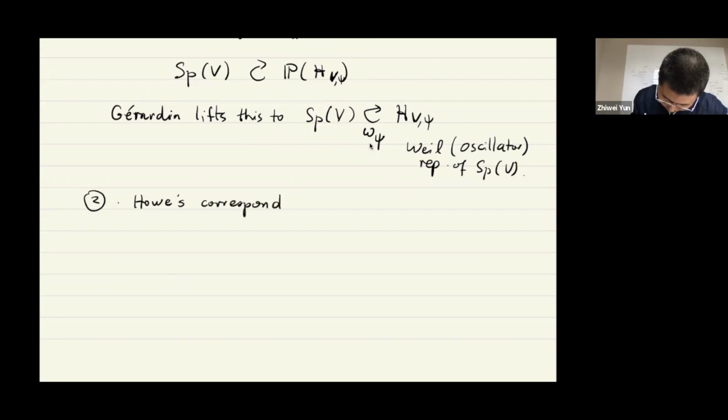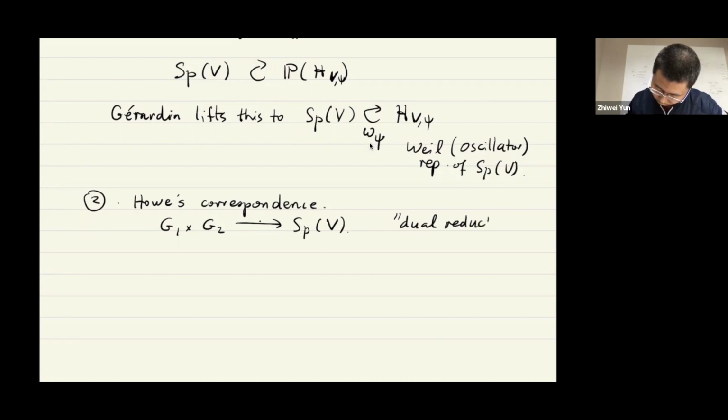Now let's come to Howe's correspondence. So Roger Howe proposes to consider a pair of subgroups inside this symplectic group that are called dual reductive pairs. They are basically centralizers of each other.